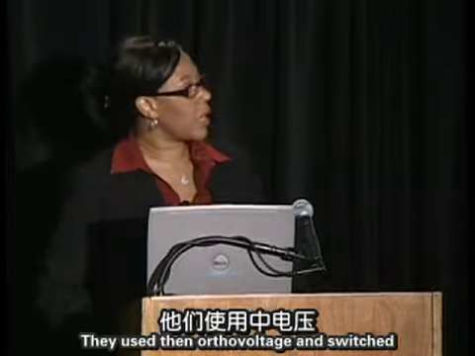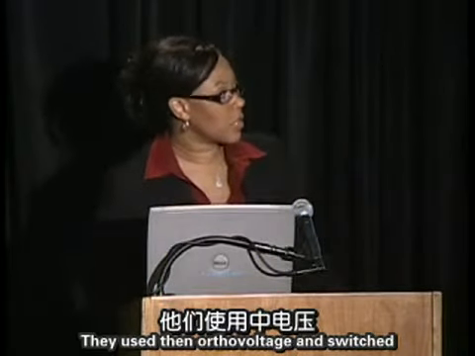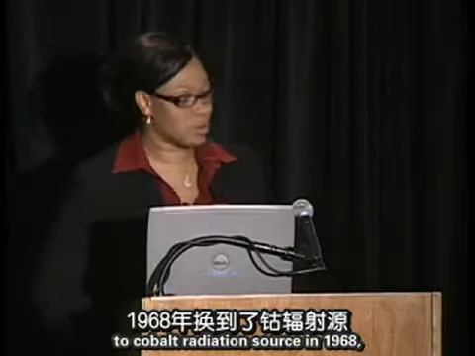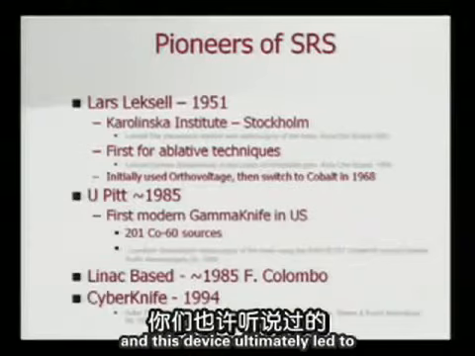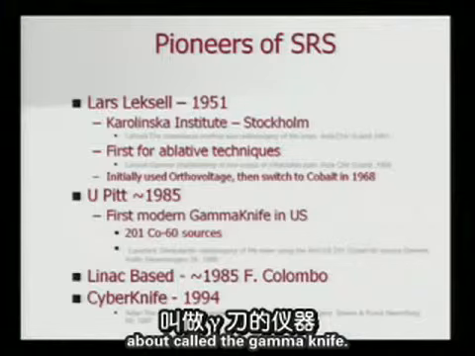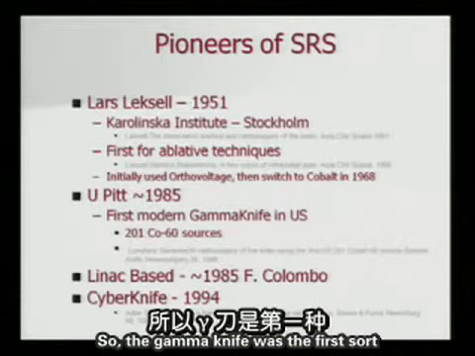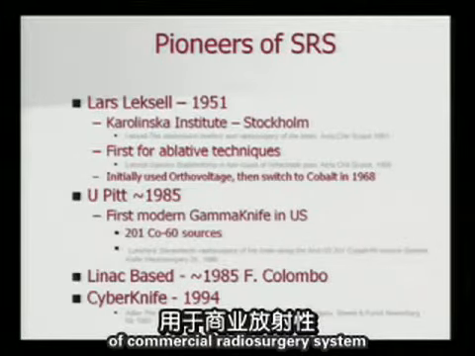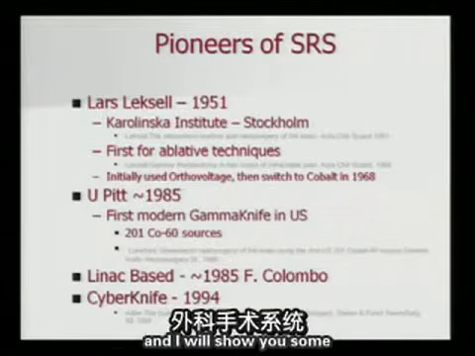They used orthovoltage and switched to a cobalt radiation source in 1968, and this device ultimately led to what you may have heard about called the Gamma Knife. The Gamma Knife was the first commercial radiosurgery system, and I will show you some of the precursors of that here.